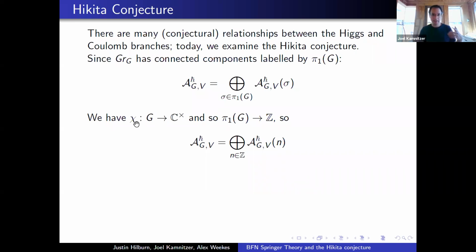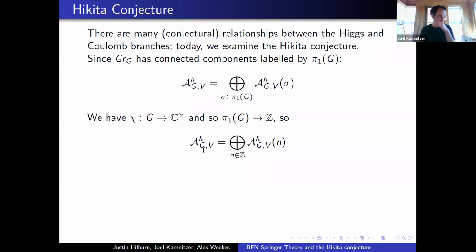At the beginning of the talk, I fixed this character chi of G, which on the Higgs branch side was used to construct the projective GIT quotient. I can use it here to construct a map from pi1 of G to Z. So I have this big grading by pi1 of G, like G is some kind of product of GL, so pi1 of G is pretty big. Then I collapse that grading to an integer grading, so I get an integer grading on my algebra.